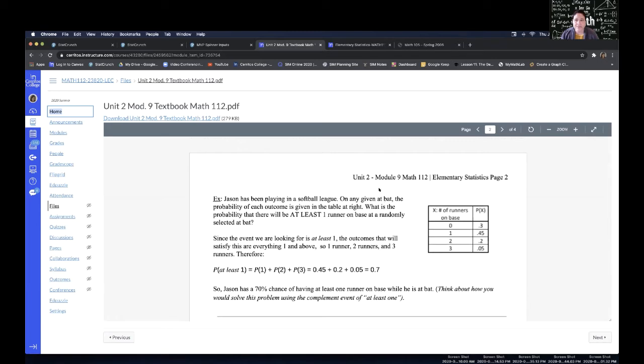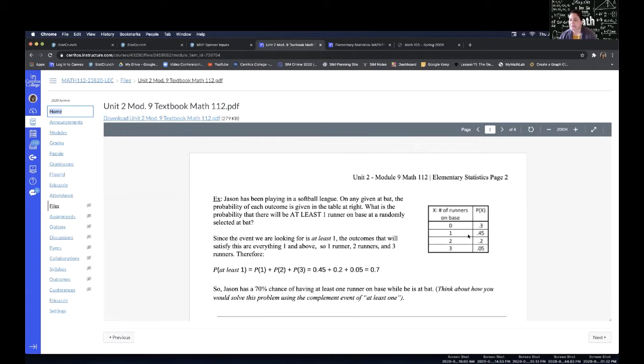So this is an example of Jason, who's been playing in a softball league. And on any given at bat, the probability of each outcome on the right is given here. So what is the probability that there will be at least one runner? Well, let's first get to know this table. So notice on this table, can everybody see it okay? Okay. So our variable is how many runners are on base when Jason comes up to bat.